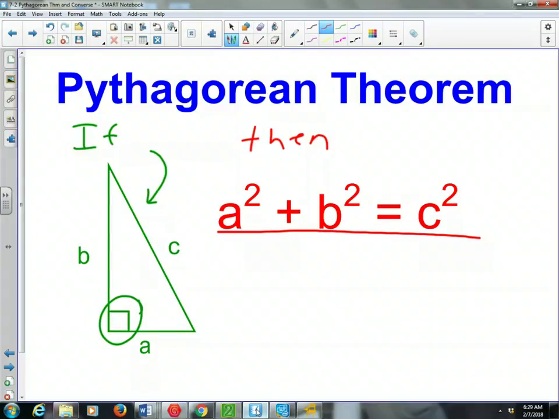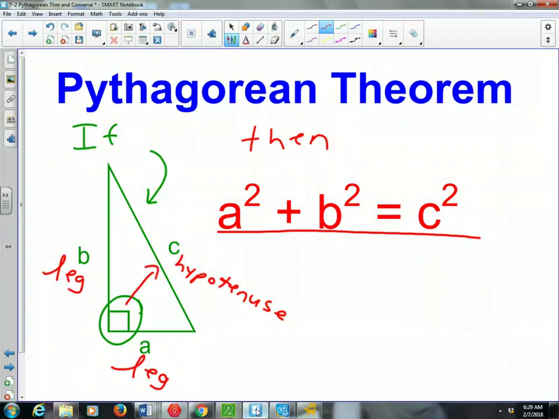A squared and b squared, a and b are called the legs of the right triangle. So here's a leg and here's a leg. If we square both of those sides, it equals c squared, and c squared is the hypotenuse. The hypotenuse is the longest side of the right triangle. It is always located opposite of that 90-degree angle.